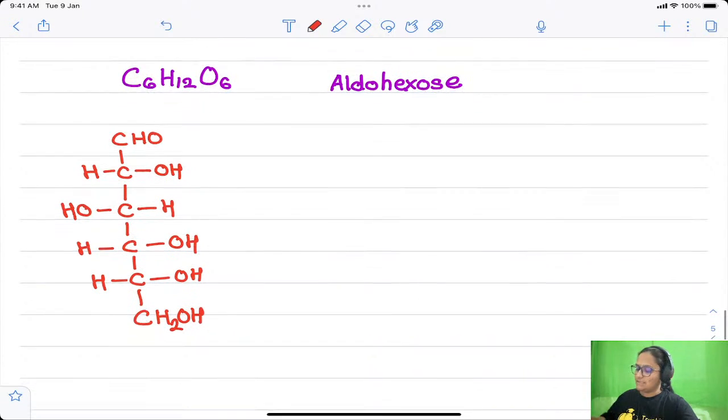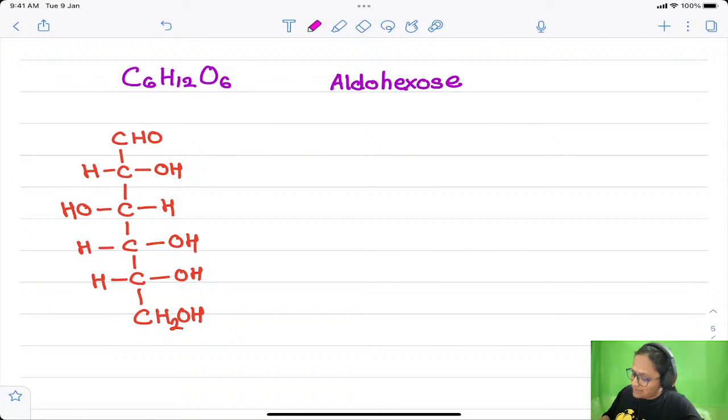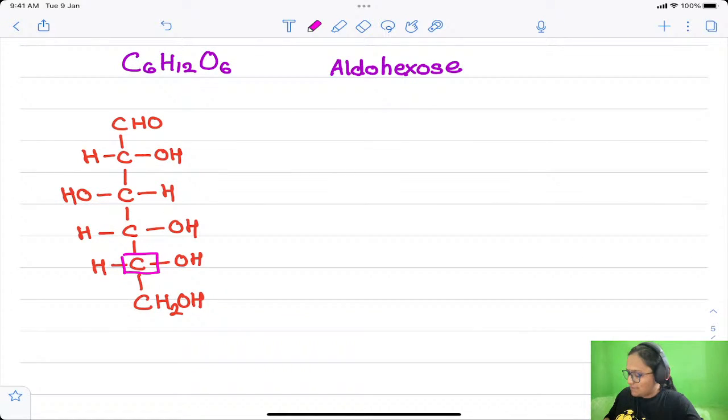Now if you observe this structure, on this anomeric carbon atom, the second last carbon atom, the OH group is on the right hand side. When the OH group is present on the right hand side of this anomeric carbon atom, this kind of sugar is called a D sugar, that is capital D. Capital D has nothing to do with small d. These are completely different things. Small d we are going to discuss later. Capital D is just a nomenclature method.